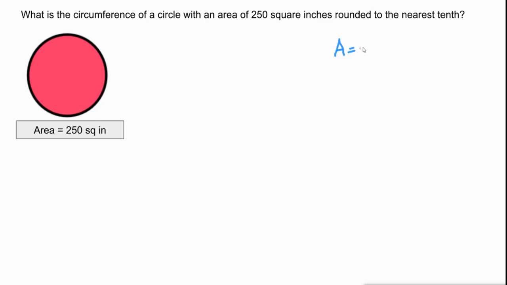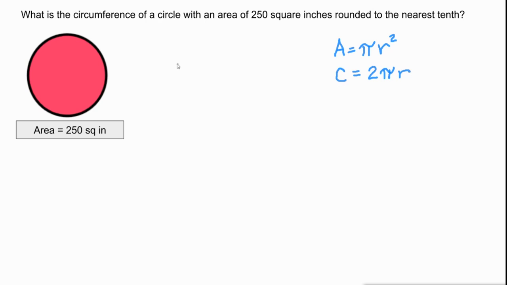One is area equals pi times r squared, and the other one is circumference equals 2 times pi times the radius. So we're going to use a two-step process here. First, we are going to find the radius using the area formula because we're given the area. And then once we have the radius, we'll use the circumference formula to find the circumference.